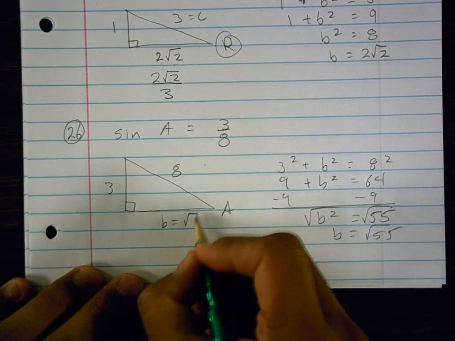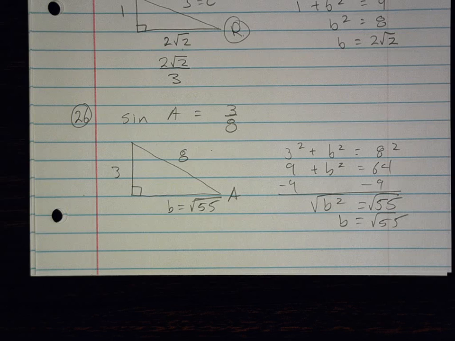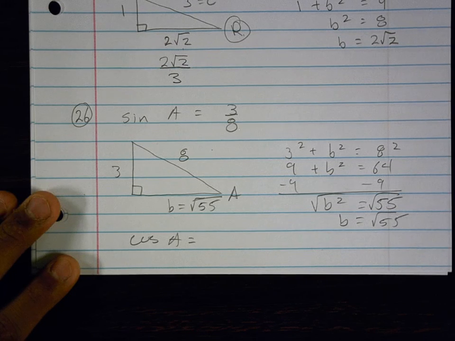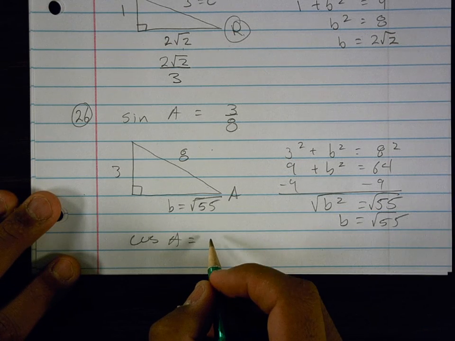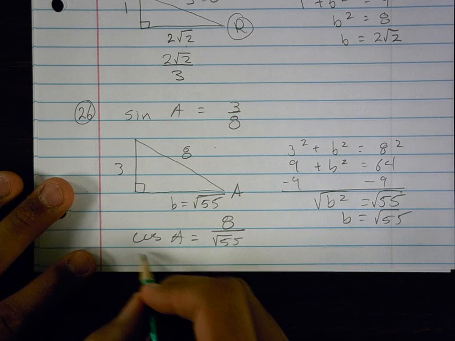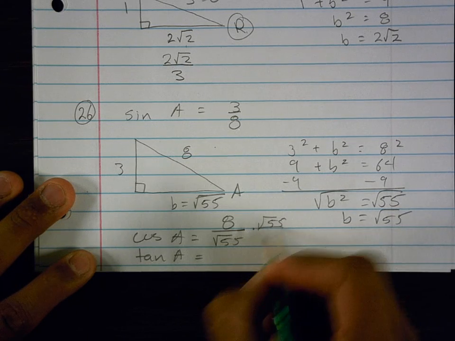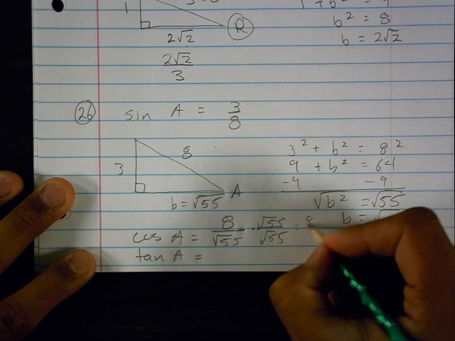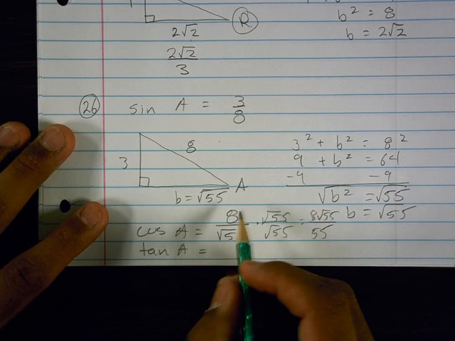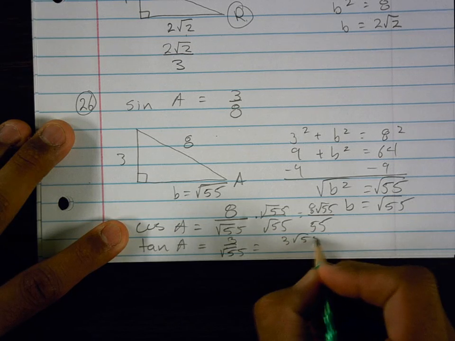Okay. So now I have this unknown side, and we could basically say the cosine is root 55 all over 8, and the tangent is, we have to simplify this, 3 over root 55. Multiplying by root 55 over root 55, that's 3 root 55 all over 55.